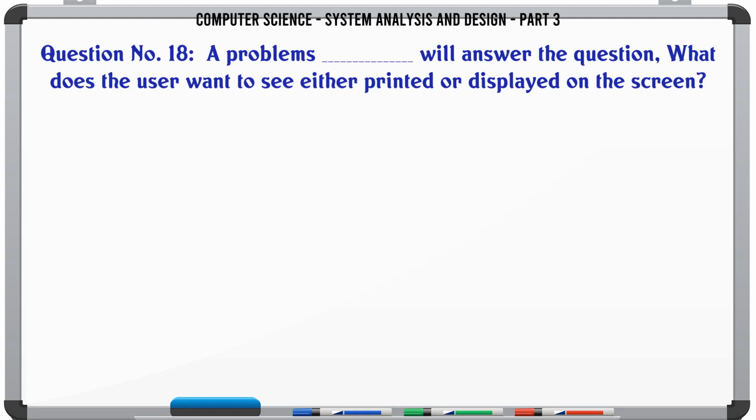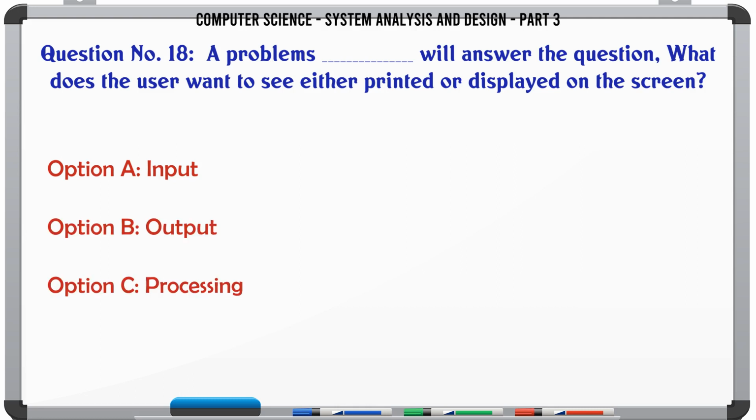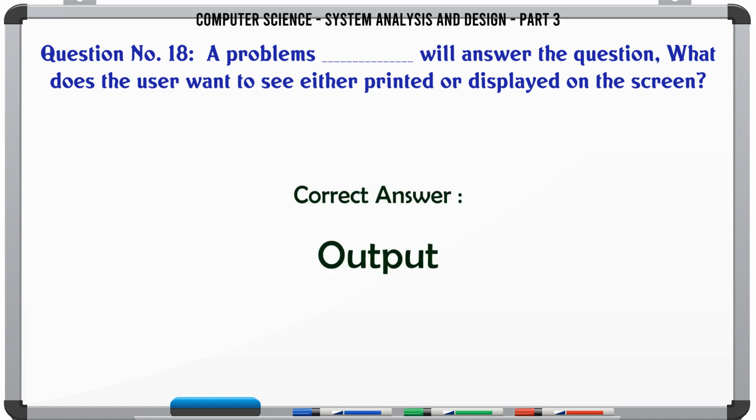Our problems will answer the question: what does the user want to see either printed or displayed on the screen? A. Input, B. Output, C. Processing, D. Purpose. The correct answer is output.